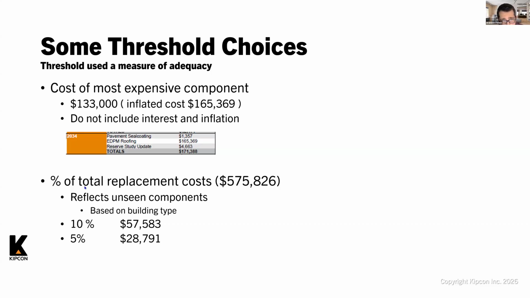So $133,000, that's one example of a minimum threshold. We want to make sure we keep at least that in our fund.